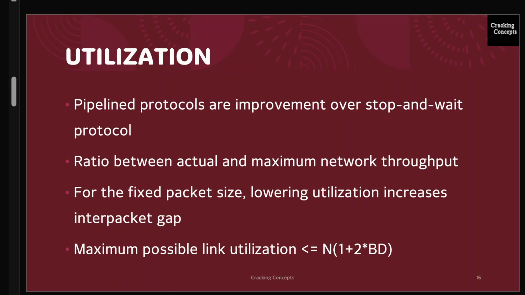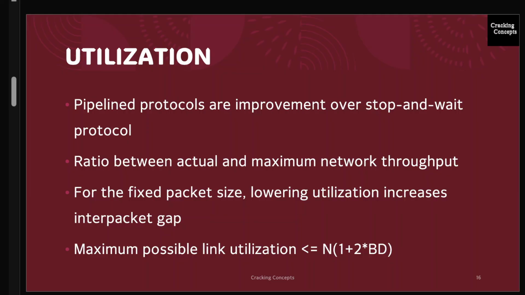Now, we will look into the utilization factor. Pipeline protocols are an improvement over the stop-and-wait protocol. To achieve better network utilization, we have multiple frames in flight between the sender and the receiver at a given time. N denotes the window size in Go-Back-N, which the sender is allowed to send before receiving an acknowledgement. Basically, if N is 1, then we have a stop-and-wait implementation.